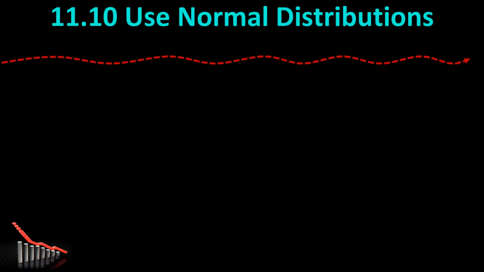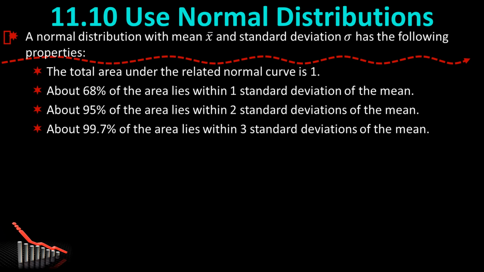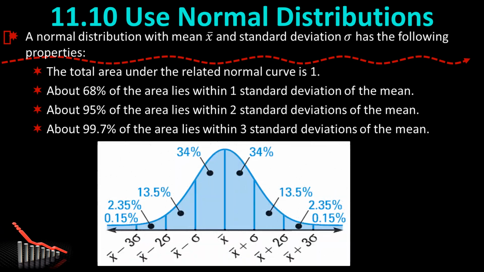All right, so now we're going to see how do we use the normal distribution. Remember, the total area is 1 or 100%. 68% lies within 1, 95 within 2, and 99.7% lies within 3 standard deviations of the mean. Now you do have that 0.15 on each end, so keep that in mind when we're answering some questions. That's that last 0.3% divvied up symmetrically.